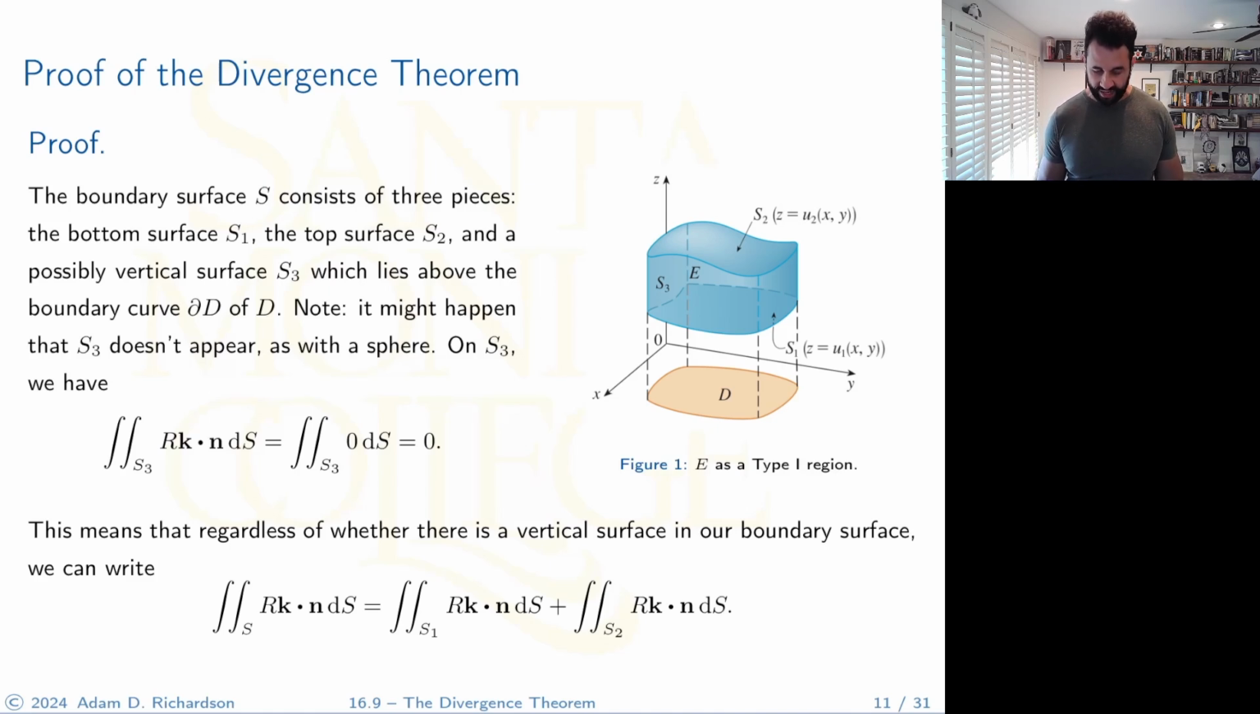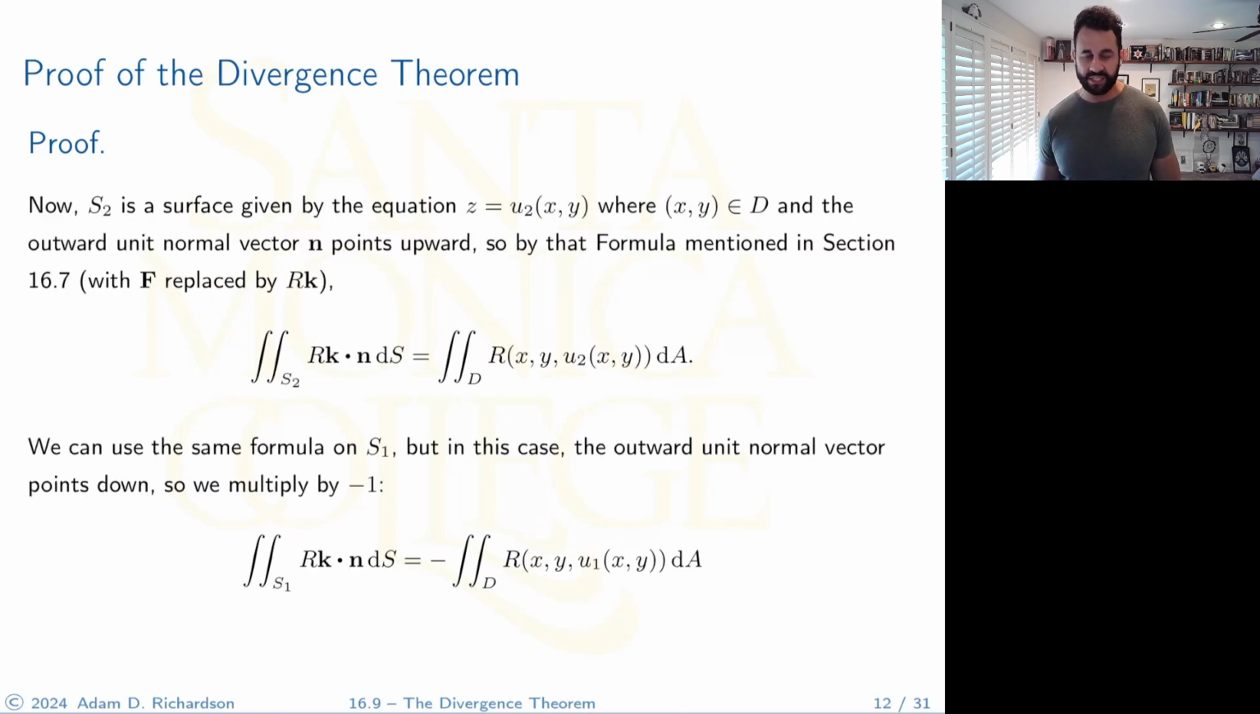All right, so this means that regardless of whether or not there is a vertical surface, even if there is a vertical surface, the integral there is going to be 0. If there's not a vertical surface, great, we don't have to worry about it. So now what we can write is that this surface integral is actually the sum of these two surface integrals over S1 and S2. That's where we're at here. Now S2 is the surface given by the equation z equals u2, where x, y are in D, and the outward unit normal vector n points up.